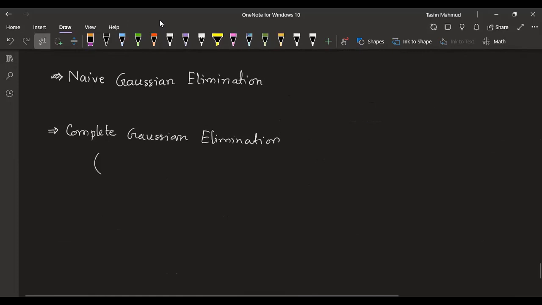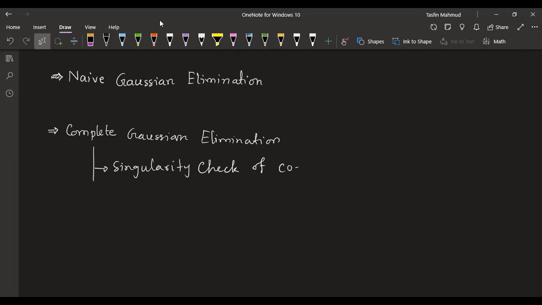For the complete Gaussian method, we follow two approaches. One is the singularity check of the coefficient matrix, and the second step is pivoting. Now I will discuss these two steps for making the code smarter, for making the code better.